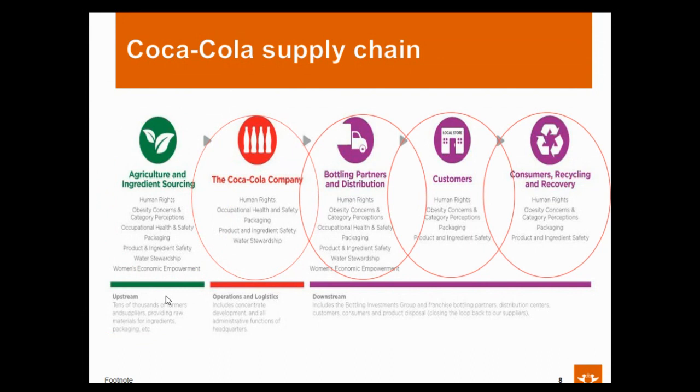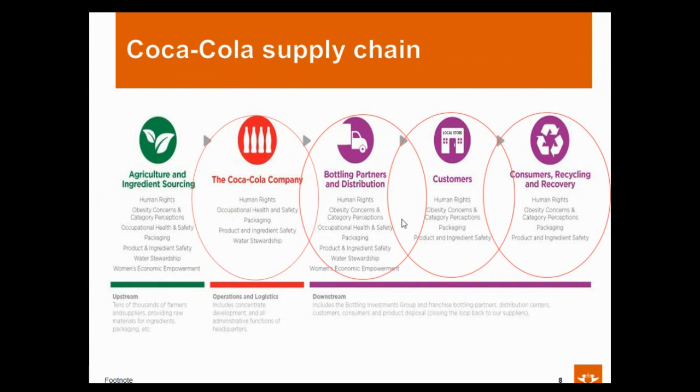So if you think of Coca-Cola, they have a range of suppliers that supply them with the sugar products, the ingredients that go into the syrup, the water, the bicarbonate that goes into manufacturing the actual beverage. Coca-Cola doesn't do the bottling themselves. They've got bottling partners, and also the distribution companies.